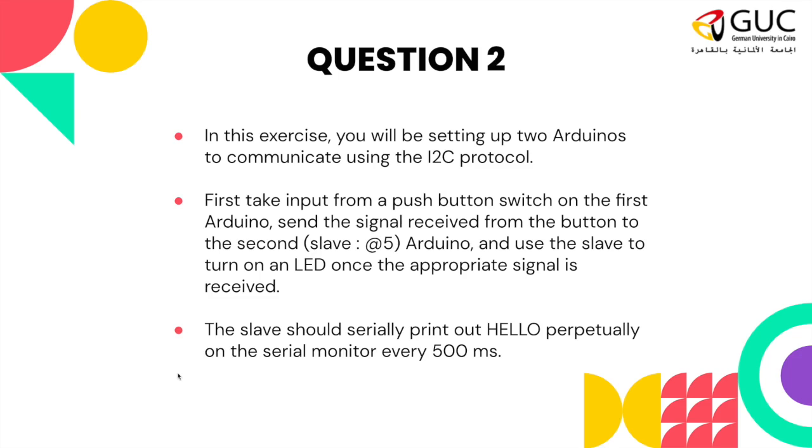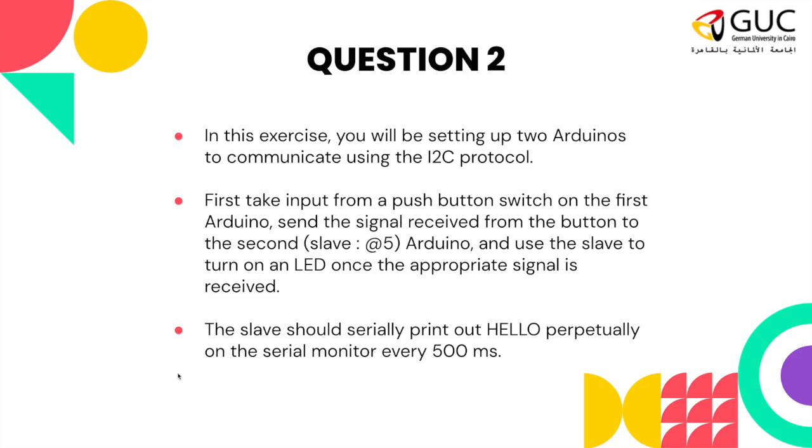And how does the Arduino board actually communicate with the serial monitor of the IDE on your laptop or PC? So again, we have two Arduinos, a master Arduino and a slave Arduino. The master Arduino, which is the first Arduino, is connected to a button, and the slave Arduino, which is the second Arduino, is connected to a LED.